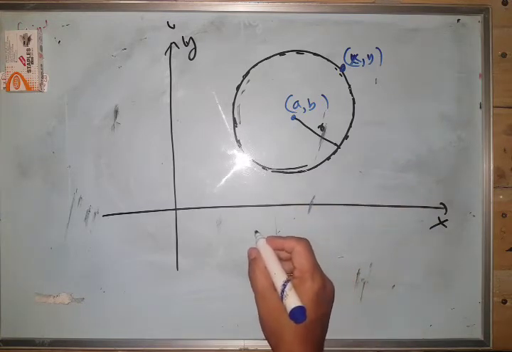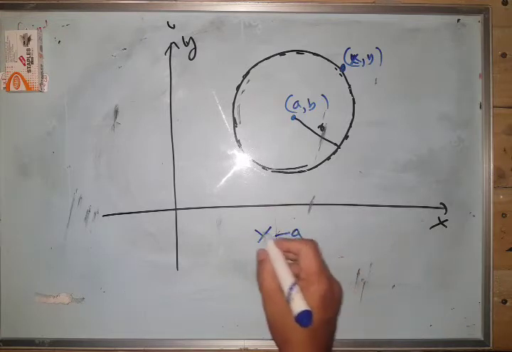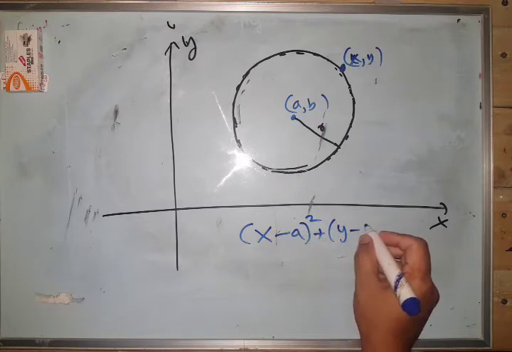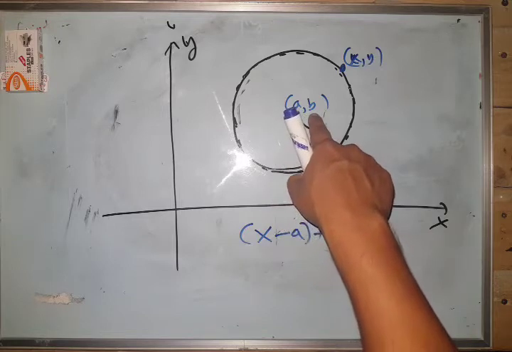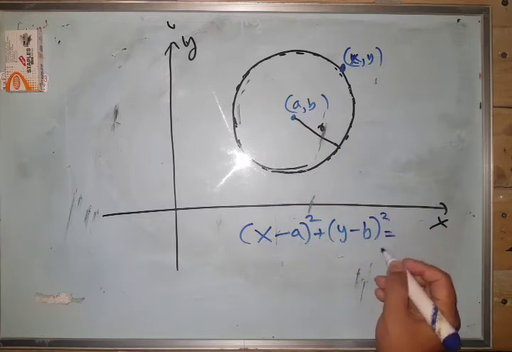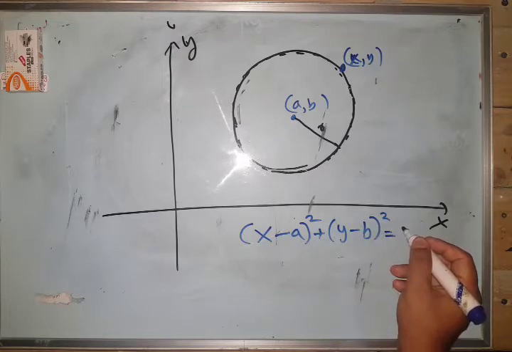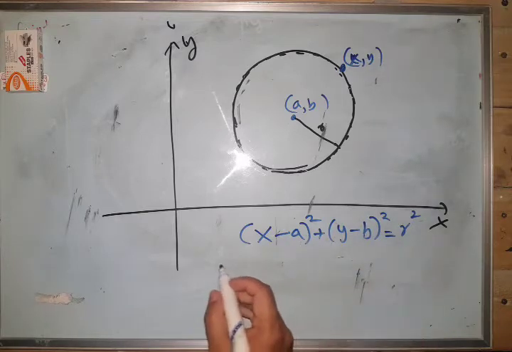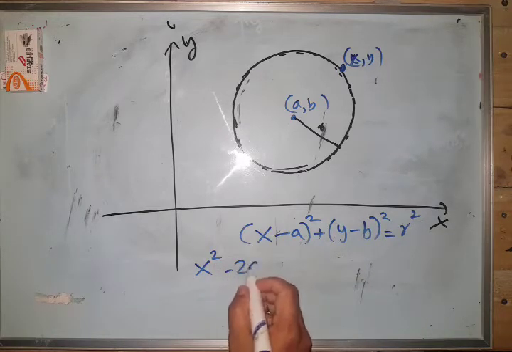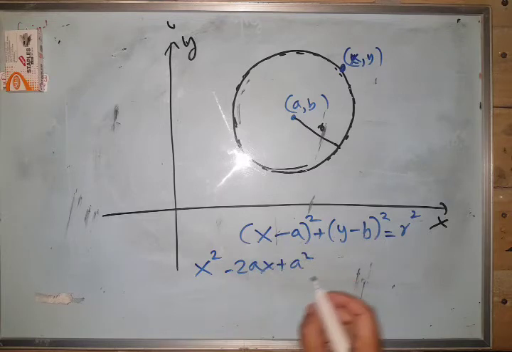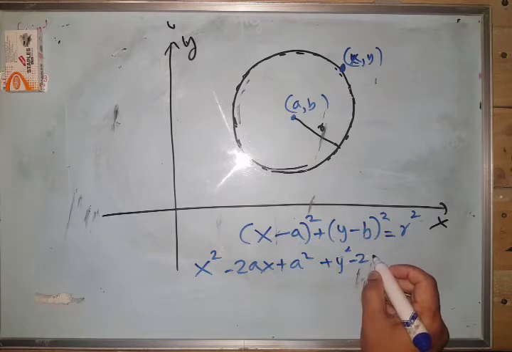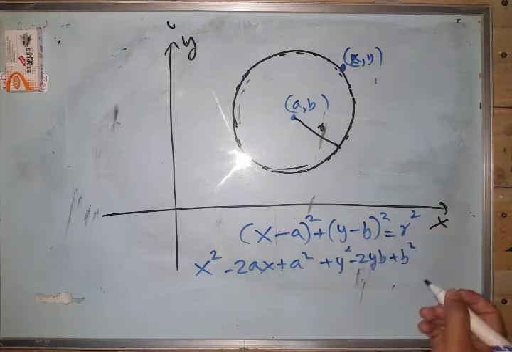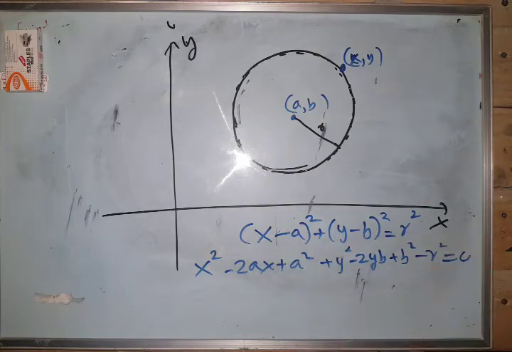Let's write this down. The difference in x coordinates, x minus a squared, plus the difference in y coordinates, where the center y coordinate is b, squared. This should be equal to distance squared. Distance in this case is r, so it has to be squared. We can simplify it more. This will give us x squared minus 2ax plus a squared plus y squared minus 2by plus b squared. I'm going to take r to the other side, minus r squared is equal to 0.